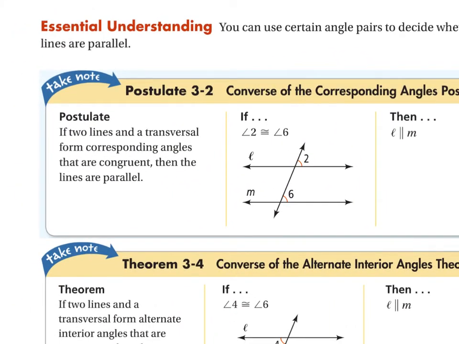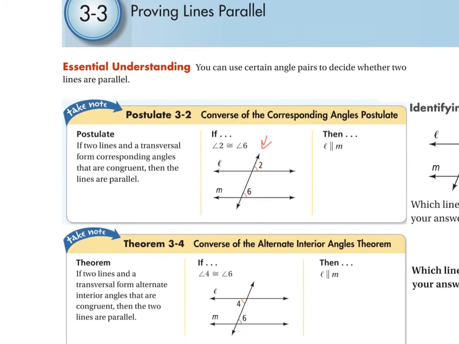So for example, if you have a transversal, and remember, a transversal is a line that cuts through two other lines, and the corresponding angles in that transversal are congruent, then they're parallel. So if the corresponding angles are congruent, the lines are parallel. Sounds like the corresponding angle postulate, but you say converse of the corresponding angle postulate.